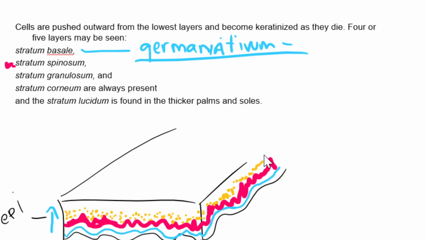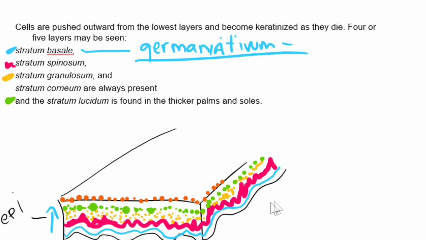Now, the stratum lucidum would be the next one. It's on the palms. We're going to talk about that one a little bit. Let's do it in green. This is a thicker part of the skin. And then our last one is our stratum corneum. Cornea, cornice means edge, or top. The cornice of everything. That's our stratum corneum.